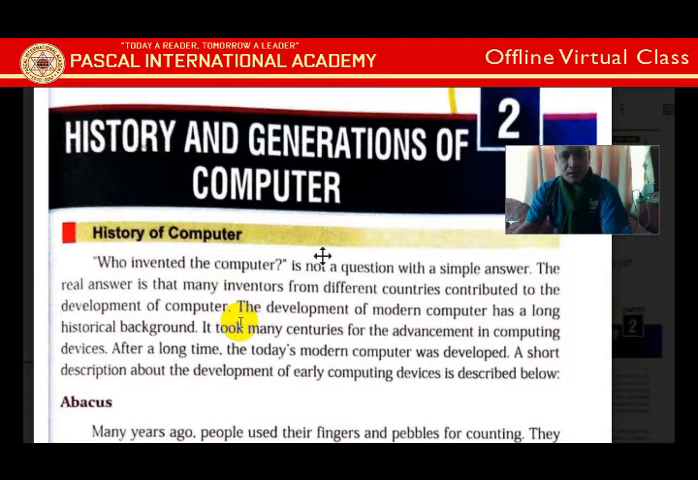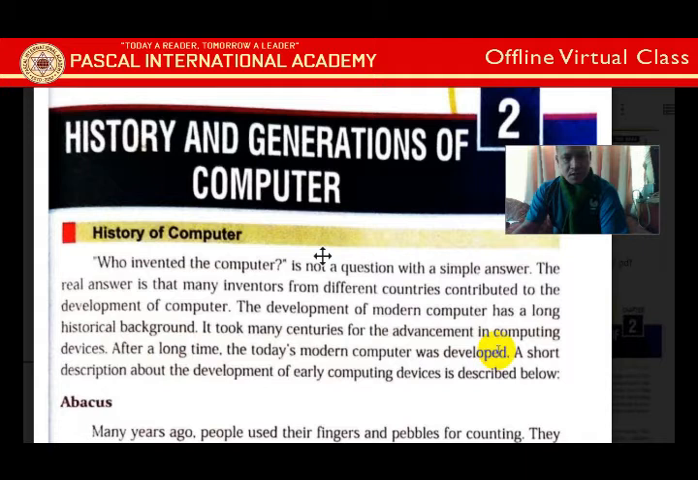The development of the modern computer has a long historical background. It took many centuries of advancement in computing devices. Century means 100 years. After a long time, today's modern computer was developed. It took centuries, and only after that was the computer which we are using now developed.